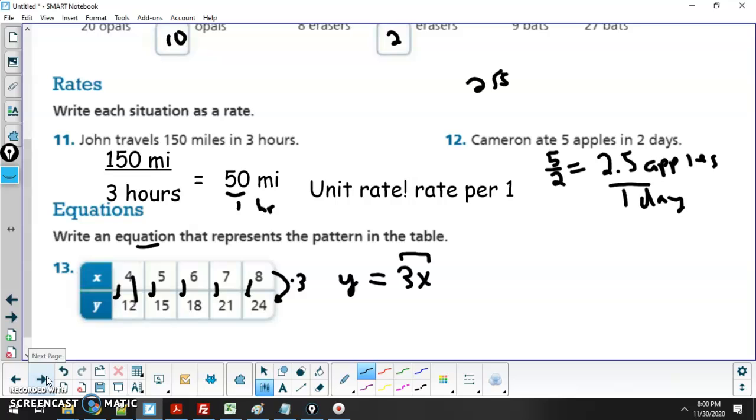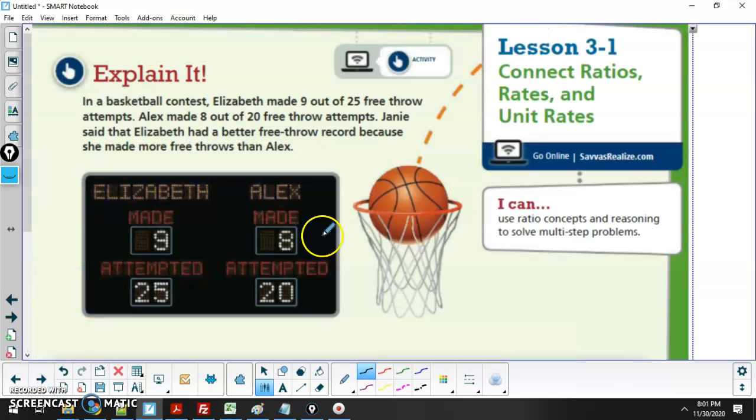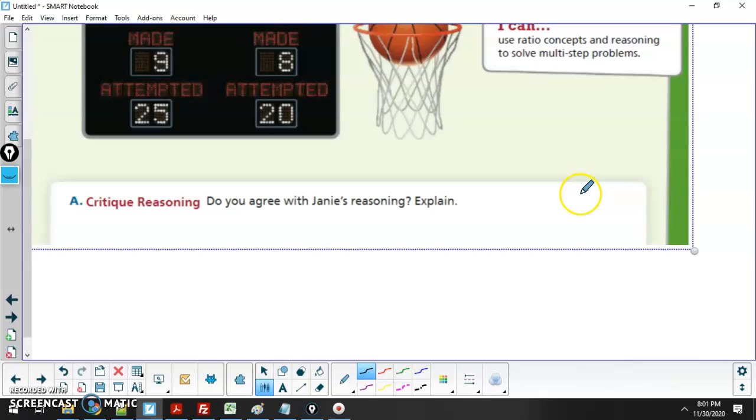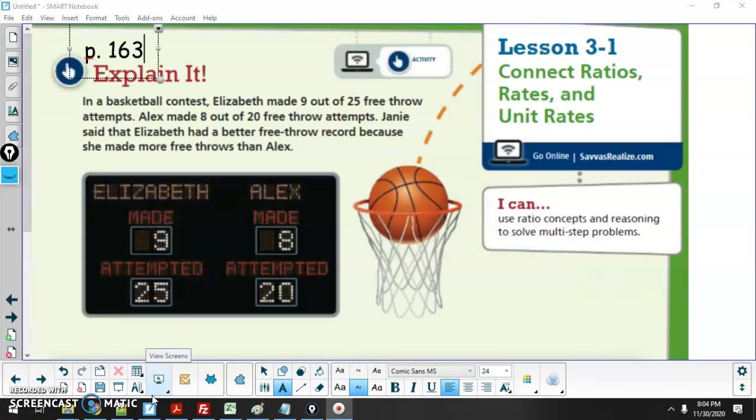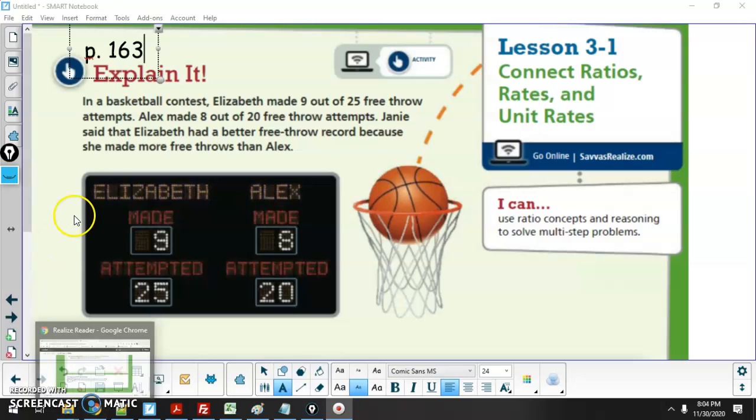Let's take a look now at this particular section. You'll need to turn your book to this page, which is lesson 3.1. Let me tell you the page number. Here we are on page 163. I found the page number and wrote it up there for you.